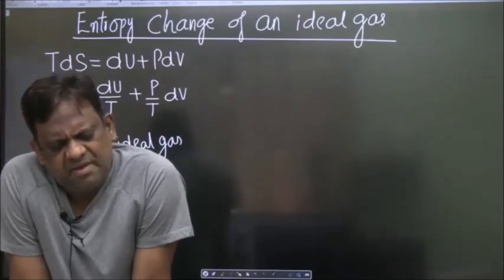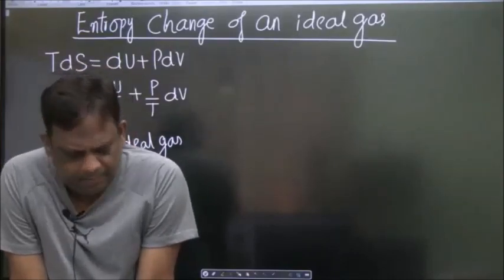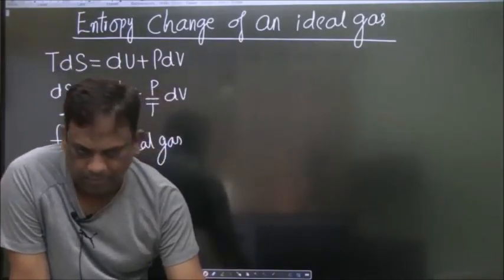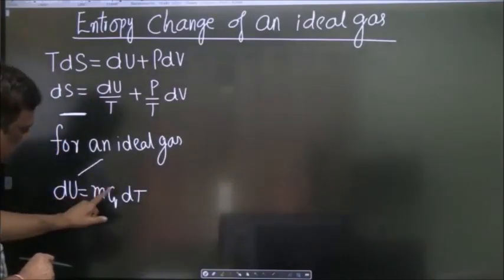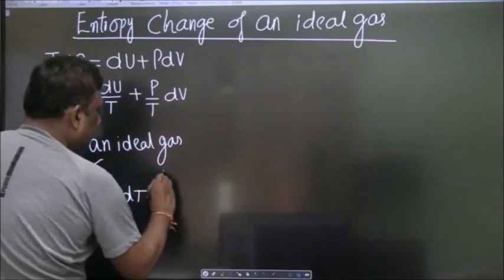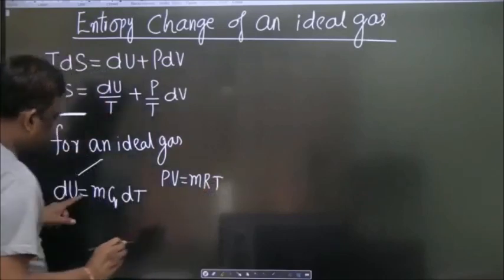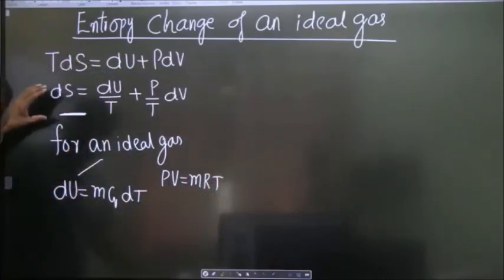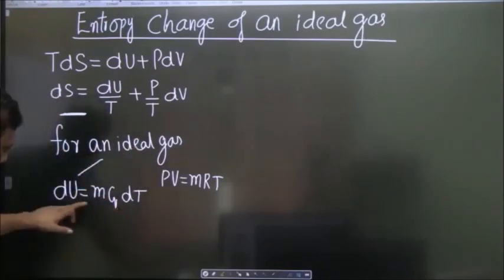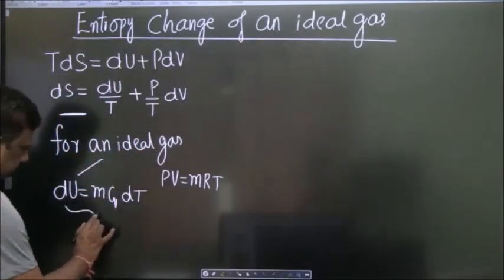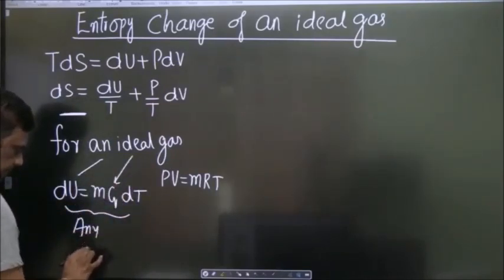What do you mean by anything? Maybe constant volume, maybe constant pressure, maybe isothermal, maybe adiabatic, maybe polytropic. No problem at all. So for an ideal gas, I can write dU is mCv dT and PV is equal to mRT. I never specified a process, I simply said ideal gas, so this is valid for any process.